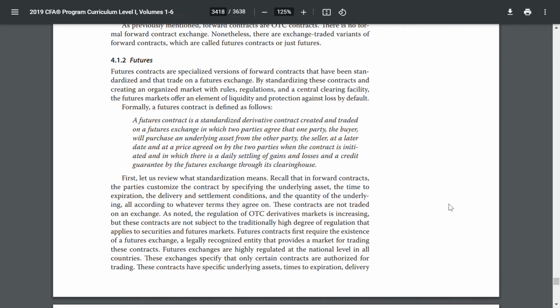Futures contracts are special versions of forward contracts that have been standardized and that trade on futures exchanges. By standardizing these contracts and creating an organized market with rules, regulations, and a central clearing.